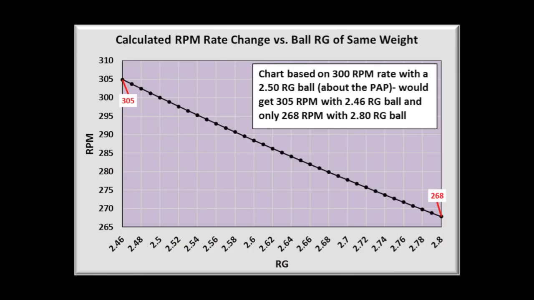We determined that a bowler that throws a 2.5 RG ball at 300 RPM, if he throws the super low RG, he can get up to 305 RPMs, pick up 5. But if he throws like a 3-piece core, he'll only get 268.